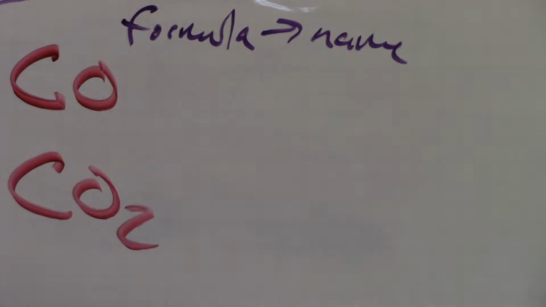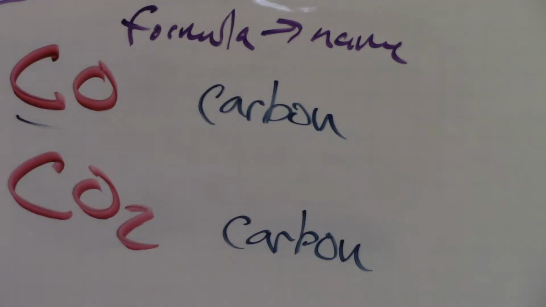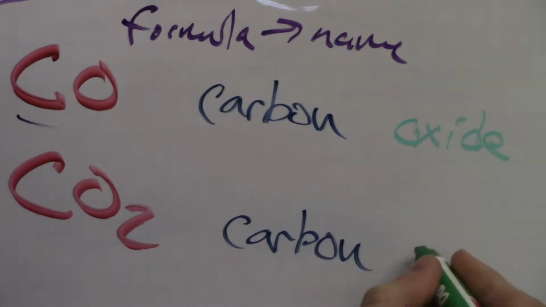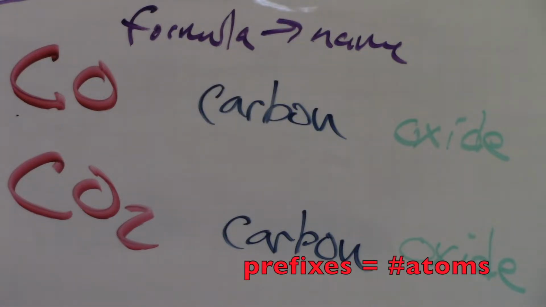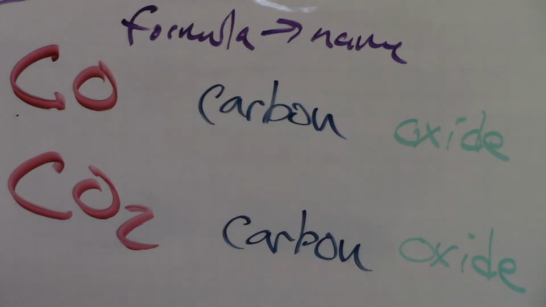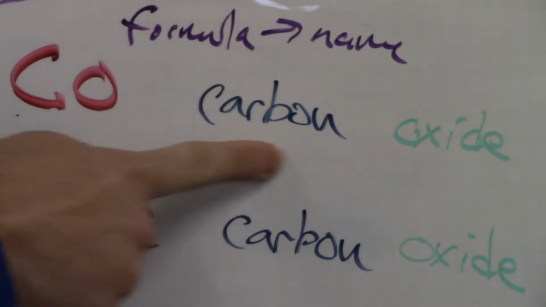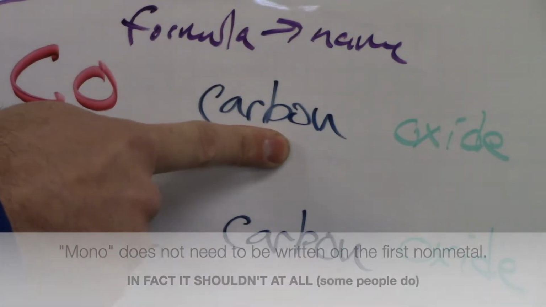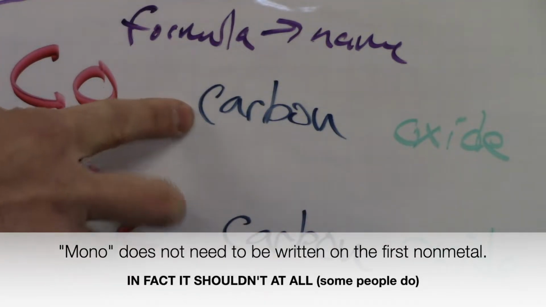CO and CO2. Now the first two steps are really easy. Write down the names of both the first and second nonmetal. But of course the second nonmetal should have an IDE ending. We need to now affix prefixes to each of these names to tell the reader exactly how many of those atoms there are. Now there is a special rule. Here is a disclaimer. If there's only one atom for the first nonmetal, you don't need to put a prefix. Now prefix means before, so we would put it here. So I'm going to leave those blank.